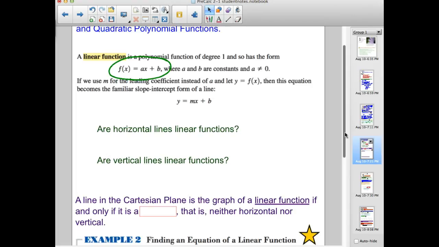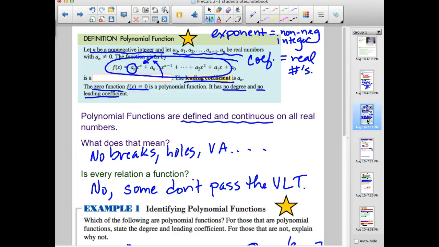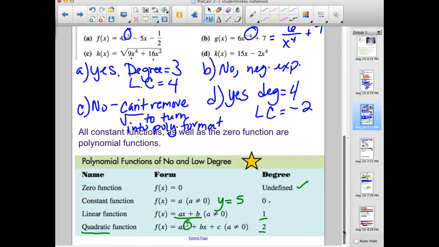Two questions. Are horizontal lines considered linear functions? Give me an equation for a horizontal line. Okay. So y equals 2. Is that mx plus b? Look back at your chart that we just had. Right? Y equals 2 is a constant function. It's not a linear function. Okay?